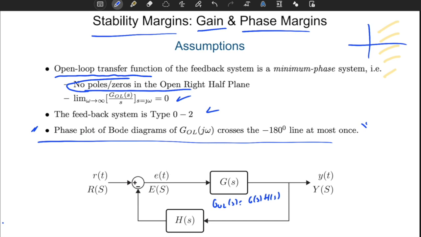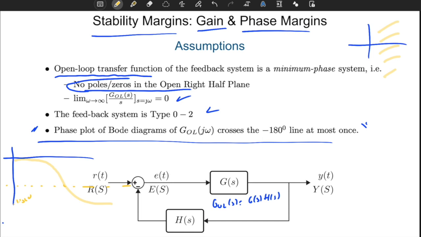So what does it mean? Let's assume that we have a Bode plot, and let's assume that we are drawing the phase plot of the system. Let's assume that it looks like this. Let's change the color. And let's assume that this is our minus 180 degree line. As you can see, it crosses this line at most once. It's okay if it never crosses this line, but for this course, it should cross at most once, 0 or once.